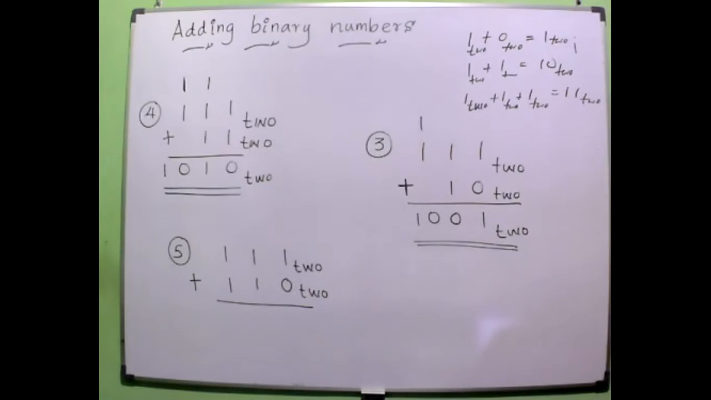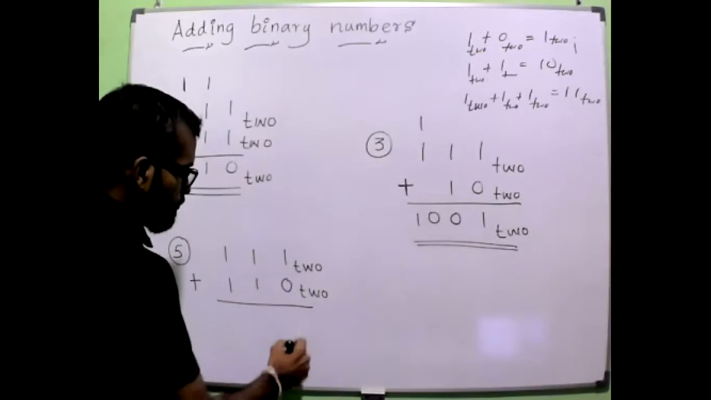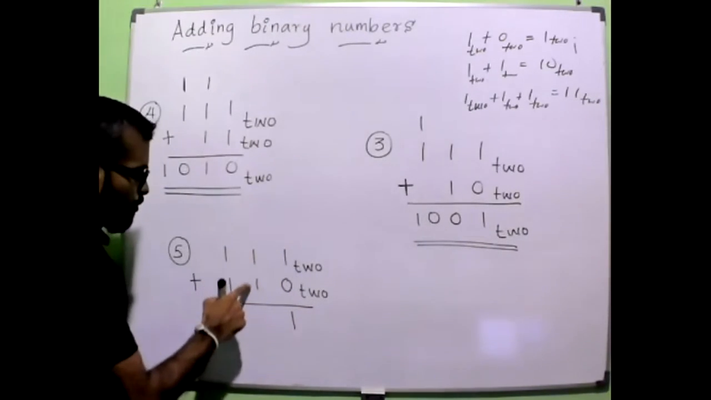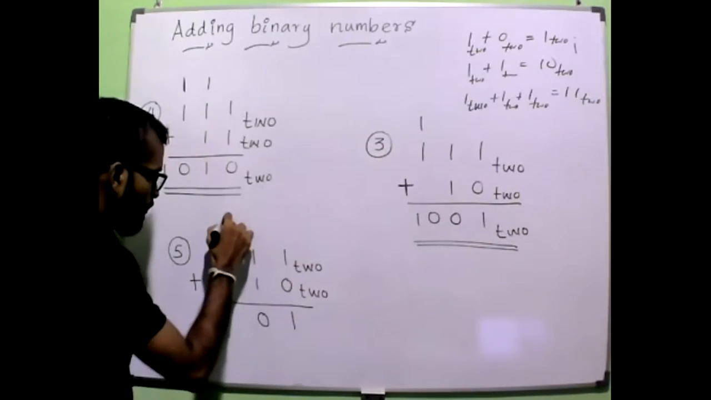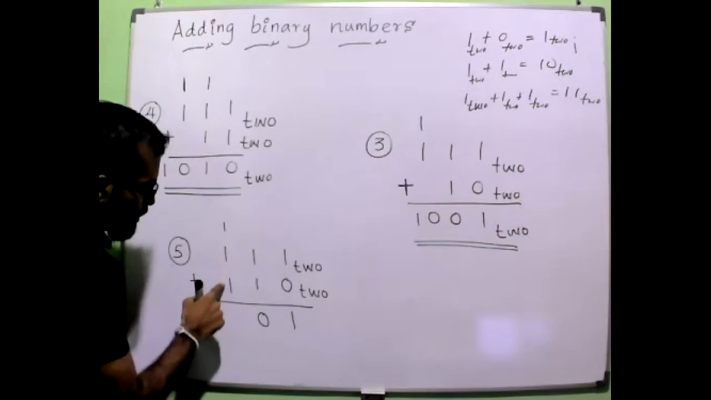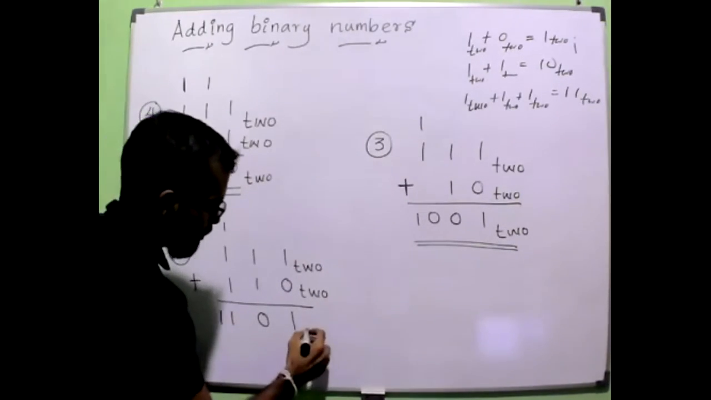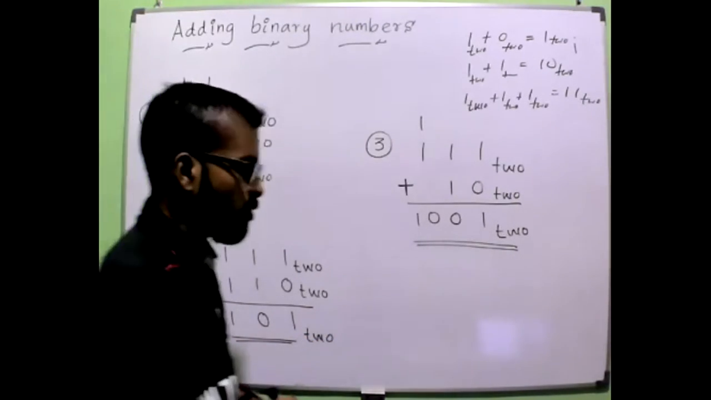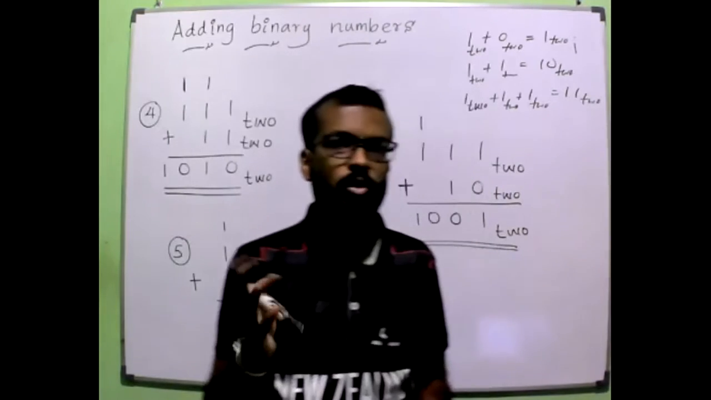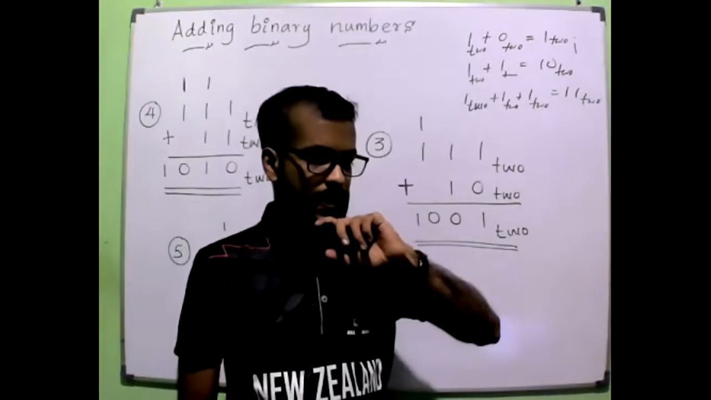Okay, let's see. 1101. Let's see. 1 plus 0 is 1. 1 plus 1 is 10. I will put 0 here and take 1 here. 1 plus 1 plus 1 is 11. 1101 base 2. Yes, this is the answer. So I think now you got that, right? Did you understand it or not? Yes or no?